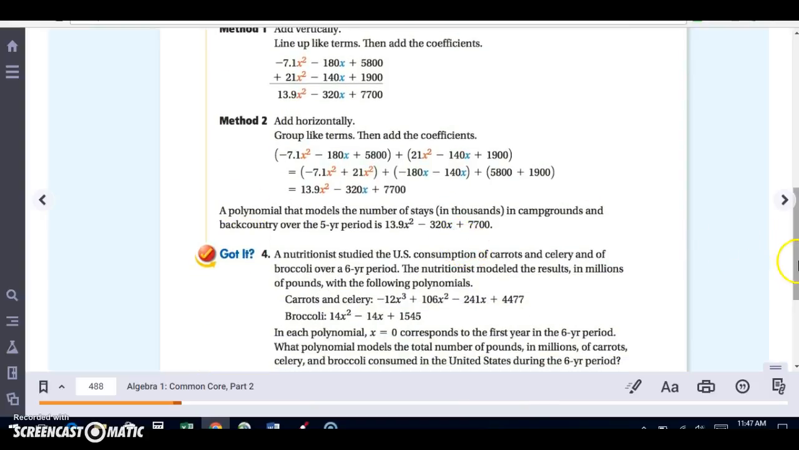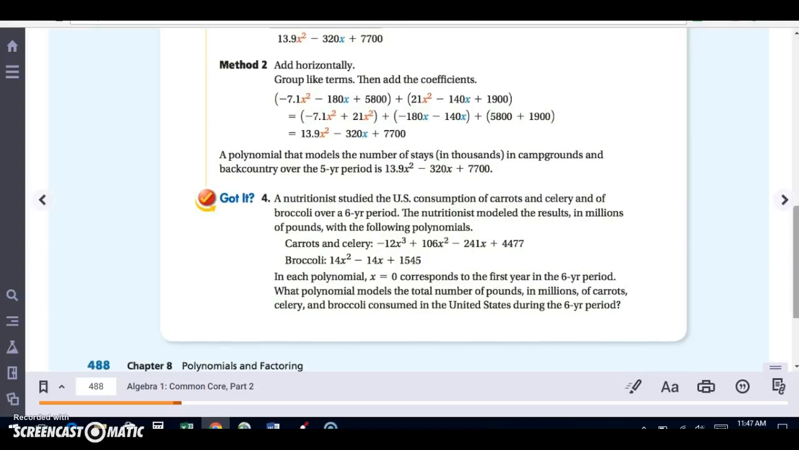Let's take a look at the guide. It says a nutritionist studied the U.S. consumption of carrots and celery and broccoli over a 6-year period. The nutritionist modeled the results in millions of pounds with the following polynomial. Carrots and celery, negative 12x to the third plus 106x squared minus 241x plus 4477. Broccoli, 14x squared minus 14x plus 1545.